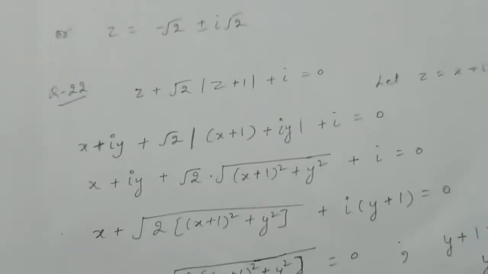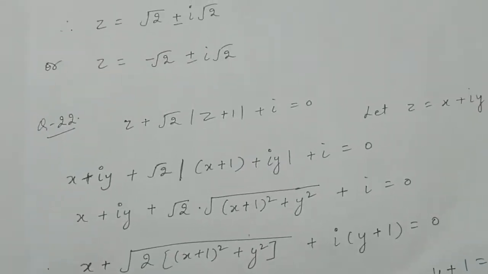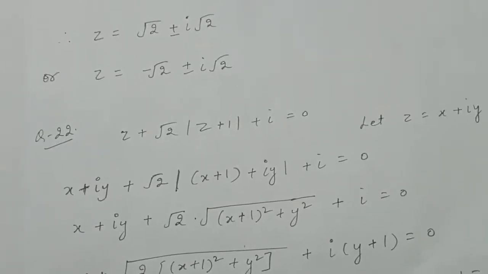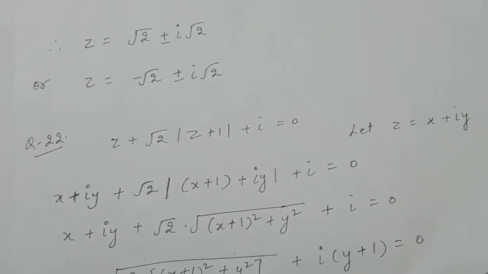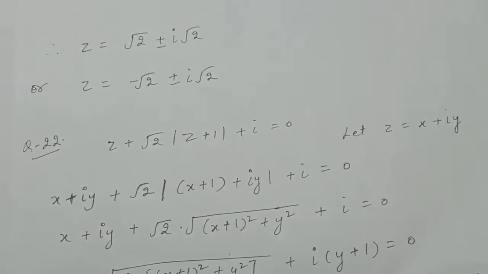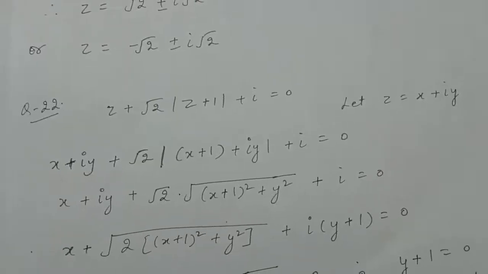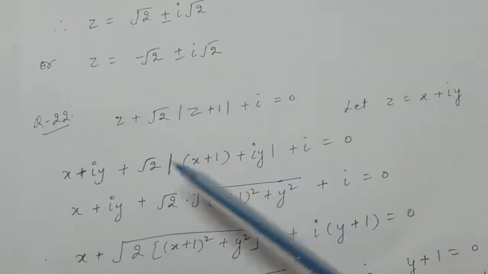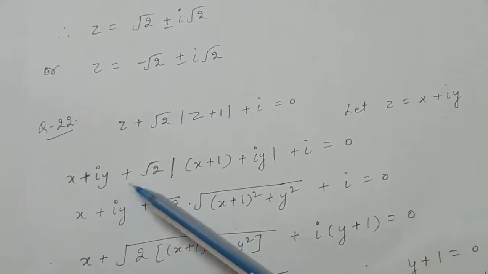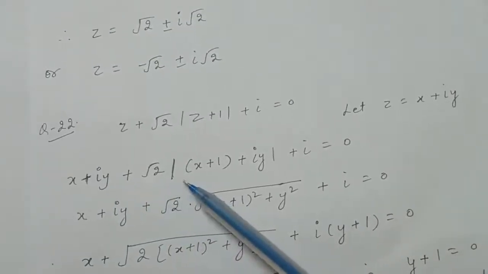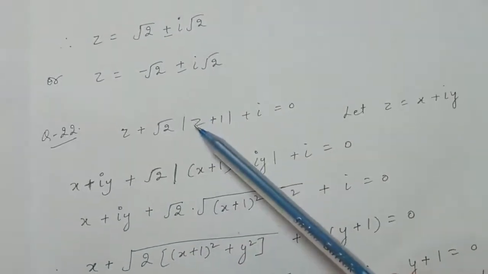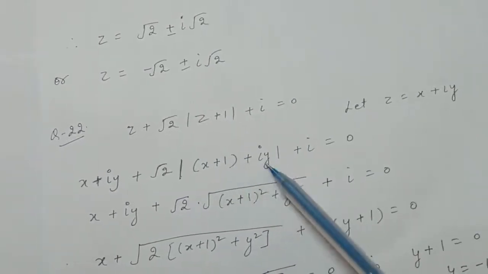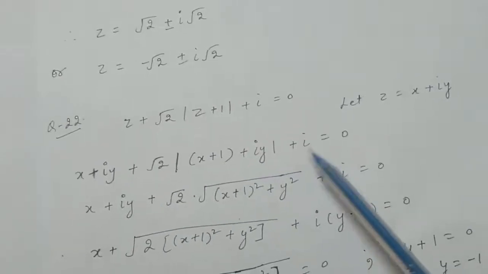Now question number 22 is, find the complex number satisfying the equation z plus root 2 modulus of z plus 1 plus iota equal to 0. Now we have to solve it for z. So first of all, let z be equal to x plus iota y. Put it in this equation. So you will get x plus iota y plus root 2 modulus of, in place of z, x plus iota y, which can be written as x plus 1 plus iota y plus iota.